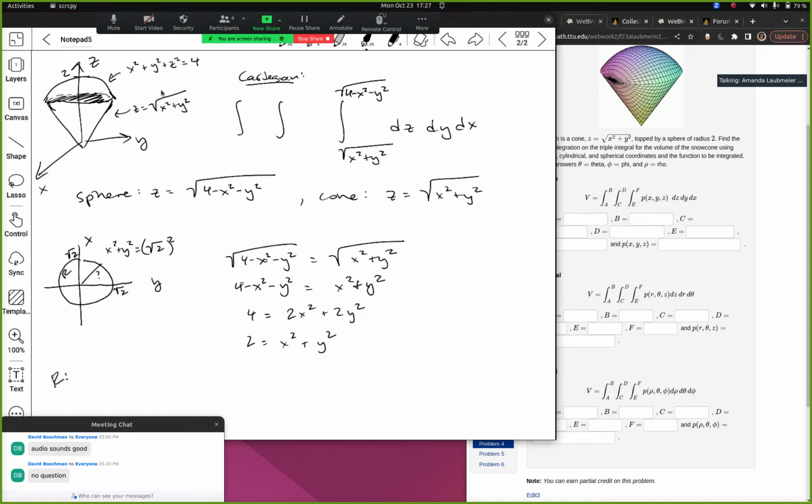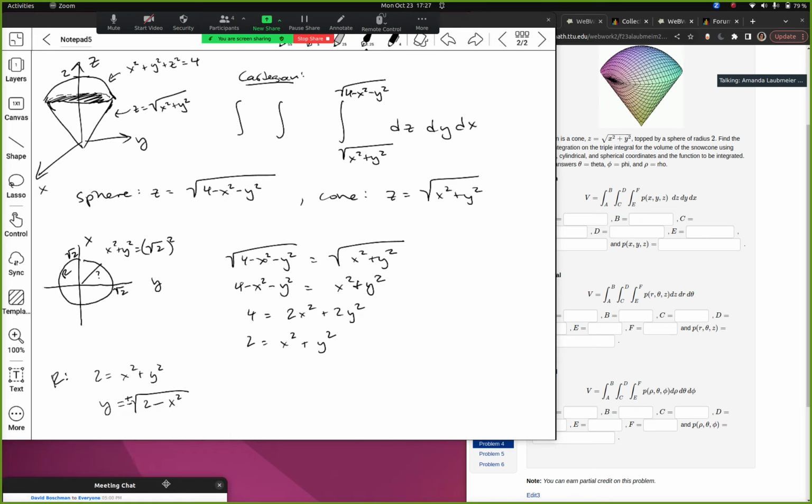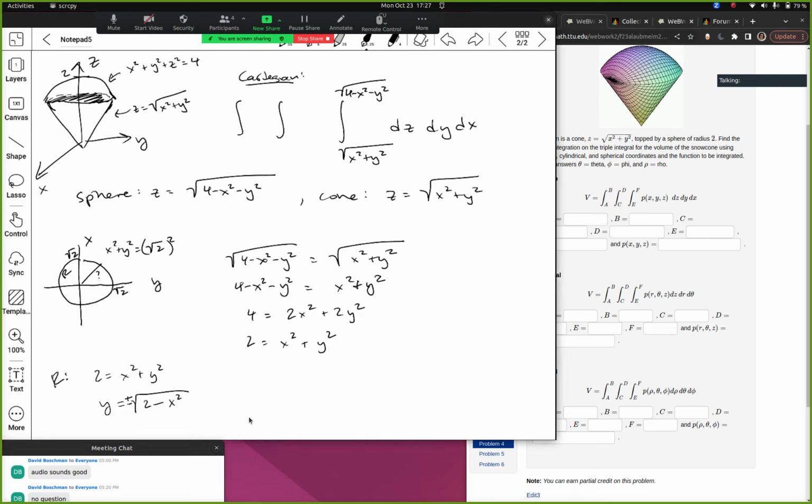So my region R, first I want bounds for y in terms of x. So if 2 is equal to x squared plus y squared, that means y is equal to the square root of 2 minus x squared. And remember that there are positive and negative branches of that. So negative root of 2 minus x squared is less than or equal to y is less than or equal to root of 2 minus x squared.